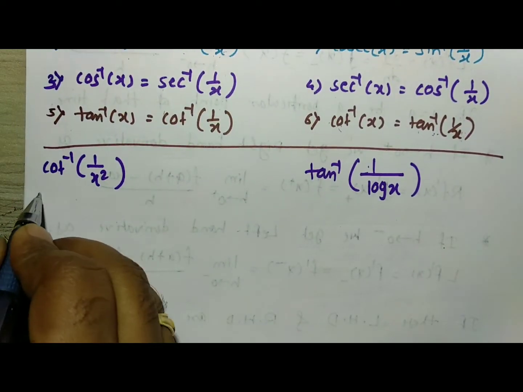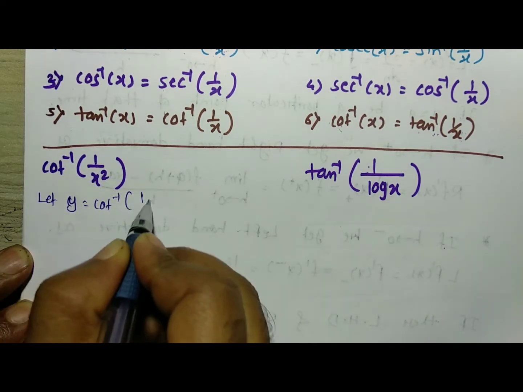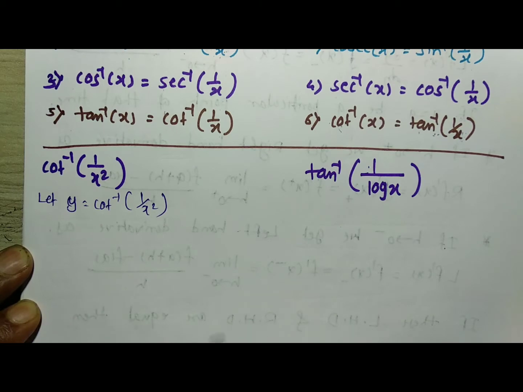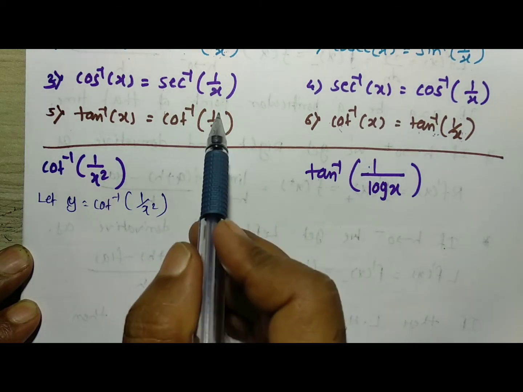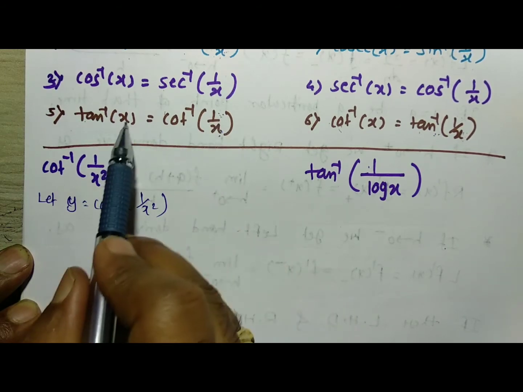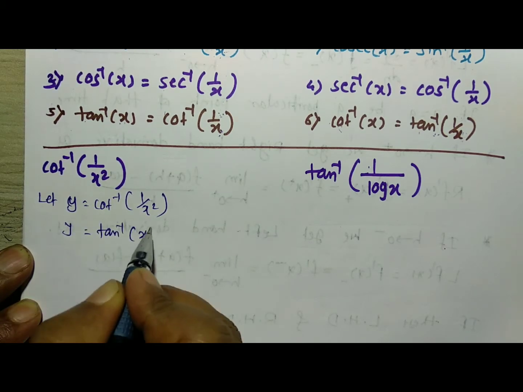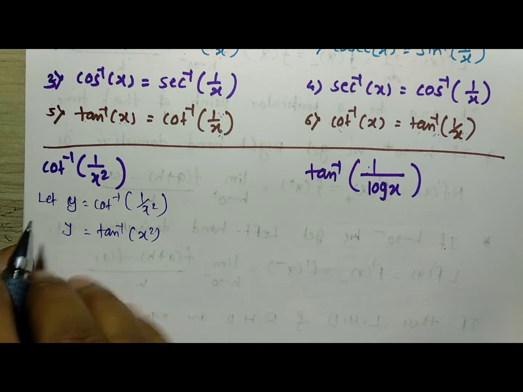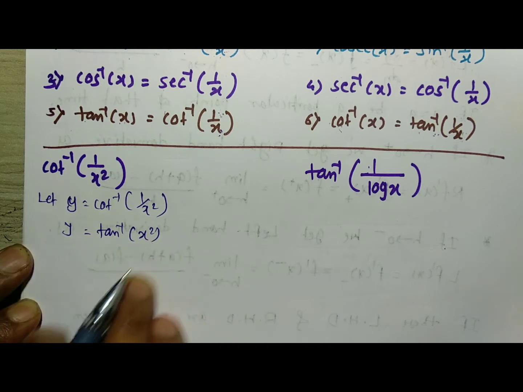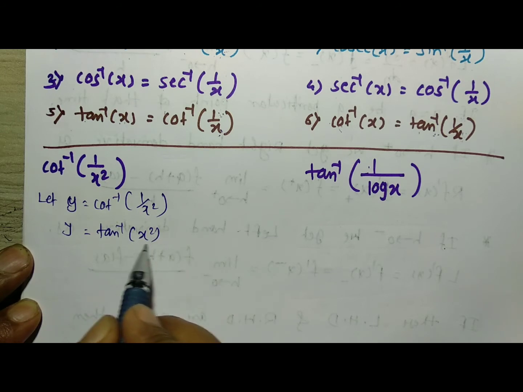First of all, consider let y is equal to cot inverse 1 divided by x square, and by using the formula cot inverse 1 divided by x is equal to tan inverse x, that means you have to take the reciprocal of this one, and therefore y is equal to tan inverse x square. Right now we have to use the regular formula related to tan inverse x square, and it is nothing but an inverse trigonometric composite function.